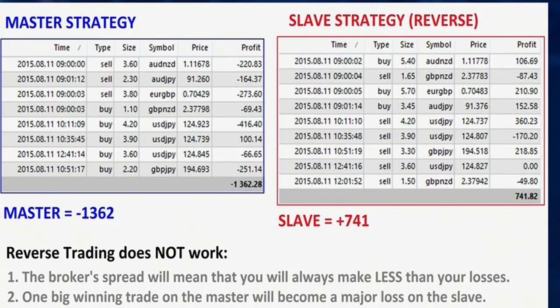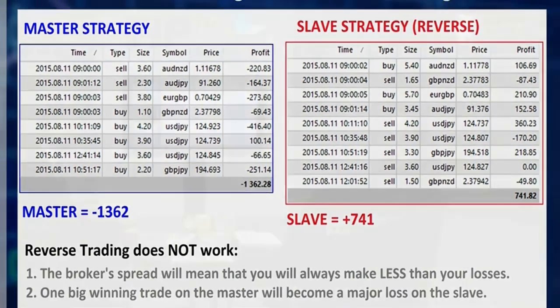Now, essentially this experiment proves, in my opinion, why reverse trading is a bad idea, and reverse trading does not work, because there are two things that are going to go against you. And I've written them down on this chart. Number one, the broker's spread. As we know, brokers always put a spread. And in that minute spread, whatever that may be, will mean that you will always make less than your losses. So your gains on the reverse are always going to be much less than your gains.